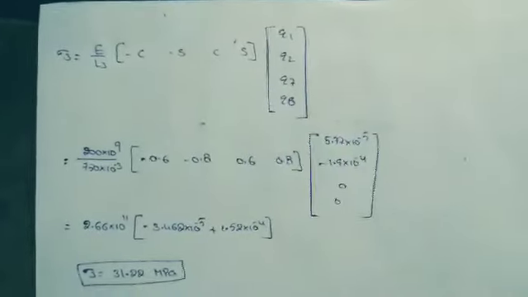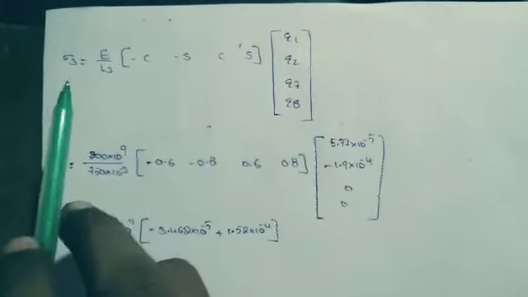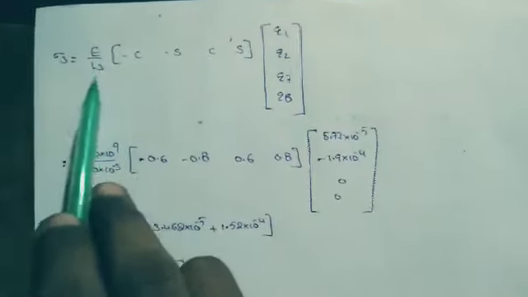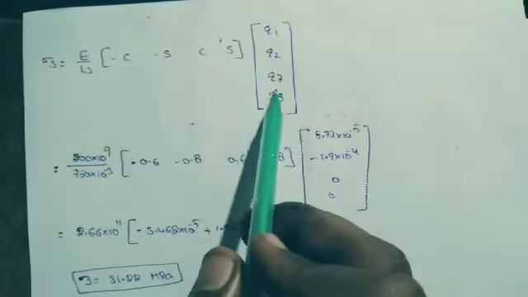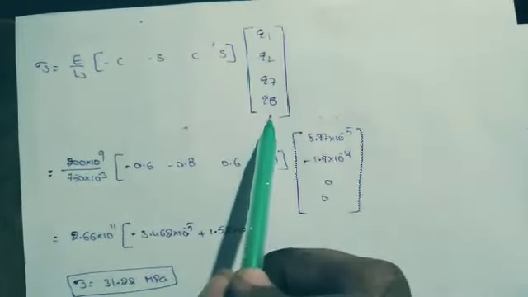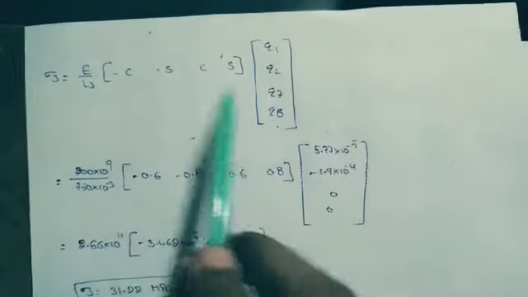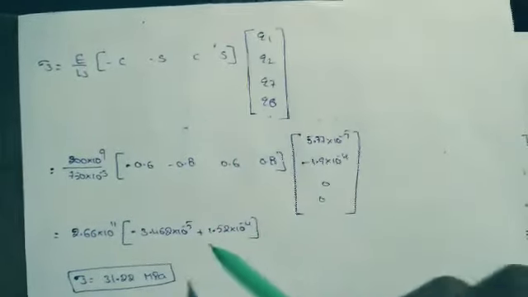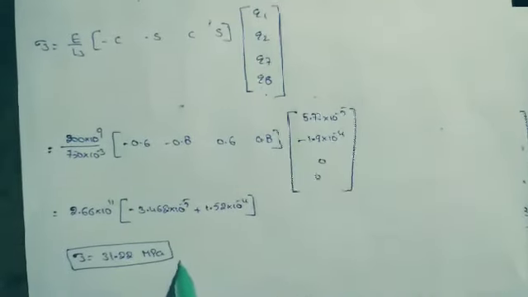Sigma 3 for the third truss element. Sigma 3 equals E by L3 times [minus C, minus S, C, S]. Q1, Q2 are for node 1 and Q7, Q8 are for node 4, which are the nodal numbers of the third element. Substitute all the known values and calculate the sigma 3 value. Then you will get 31.22 megapascal as the stress in the third element.